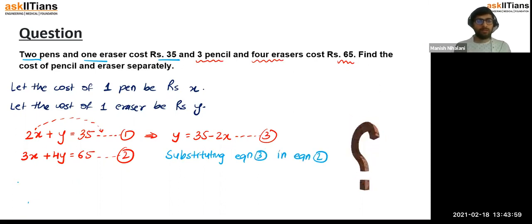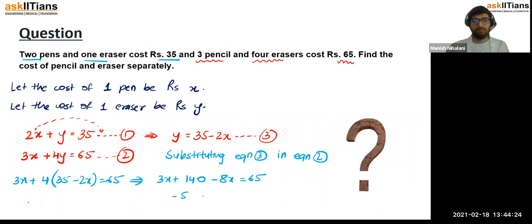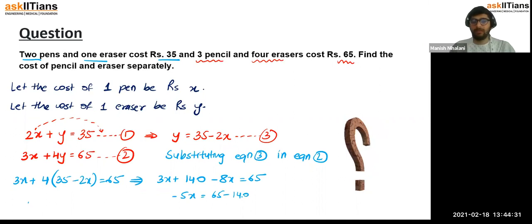So you would get 3x plus 4 into y, in place of y we have to write 35 minus 2x, is equal to 65, right? So this implies 3x plus 35 into 4 will give you 140, minus 8x is equal to 65. Now 3x minus 8x is minus 5x, right? So minus 5x is equal to 65 minus 140. How much is 65 minus 140? We get minus 75, right?